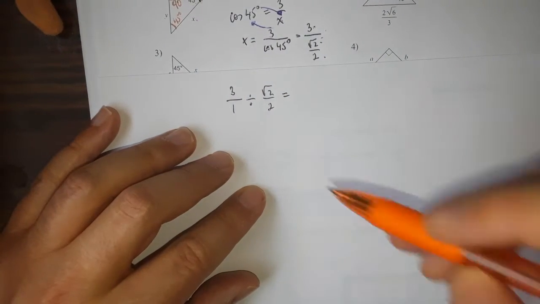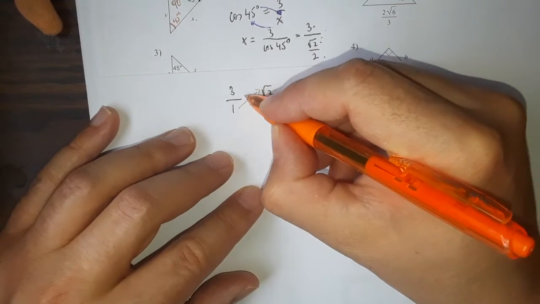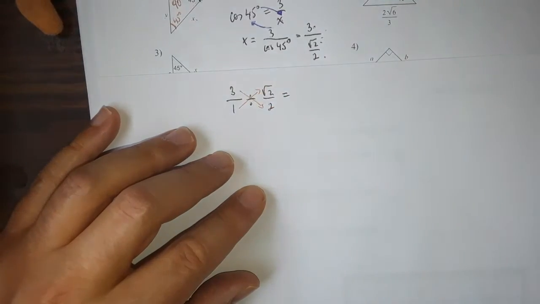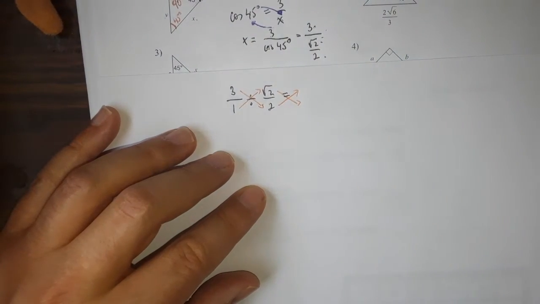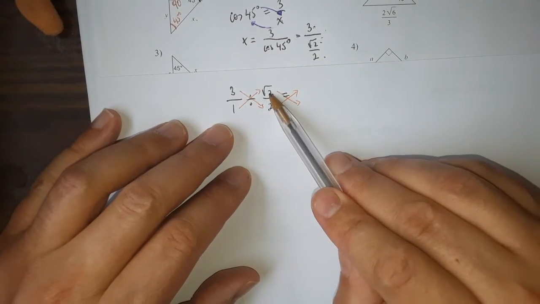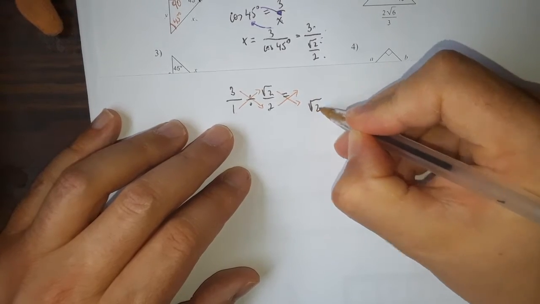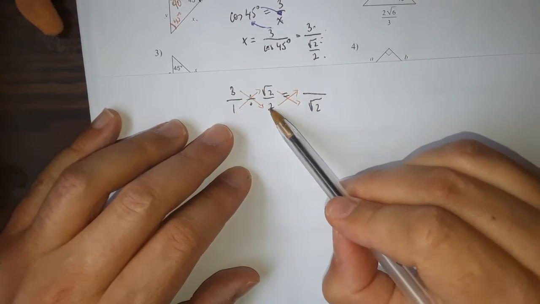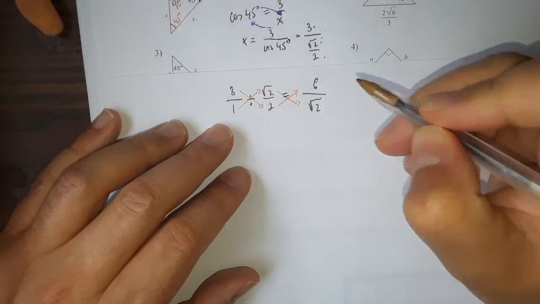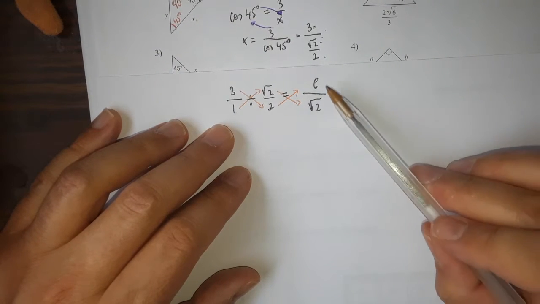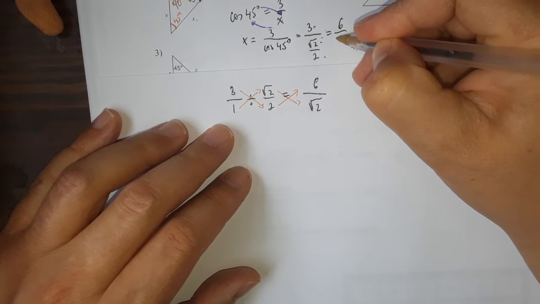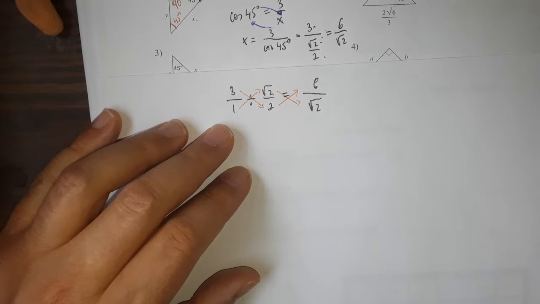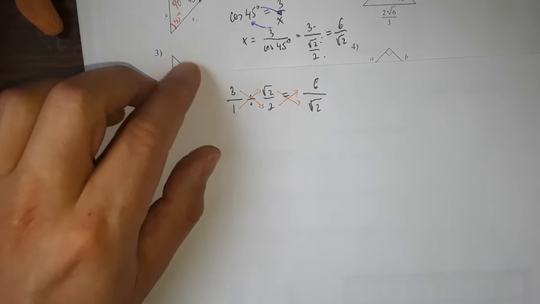And remember, when we divide fractions, we just cross multiply. So what we have is 1 times square root of 2, square root of 2 at the bottom, and then 3 times 2 is 6 at the top. So the answer is 6 over square root of 2. Okay, so that's for x.